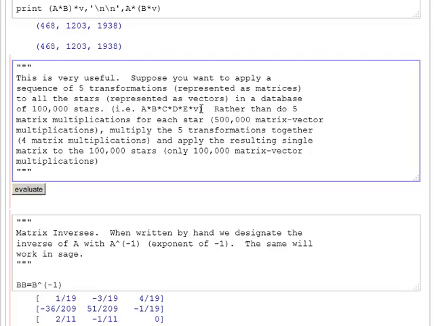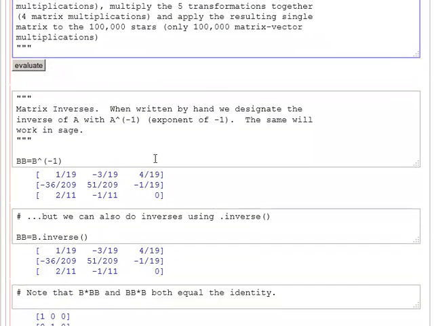So instead of doing 100,000 times 5, giving me 500,000 matrix to vector multiplications, I do one combination of the 5 matrices, and then I take that single matrix and multiply it by 100,000 stars. So I end up doing 100,000 instead of 500,000 matrix multiplies. Okay, so that's just an illustration of how the associative law is so critical in actual applications. Okay, there's nothing to evaluate here.